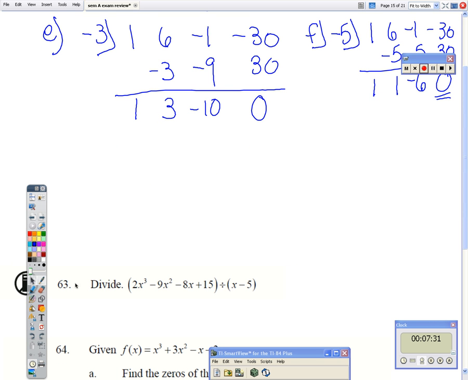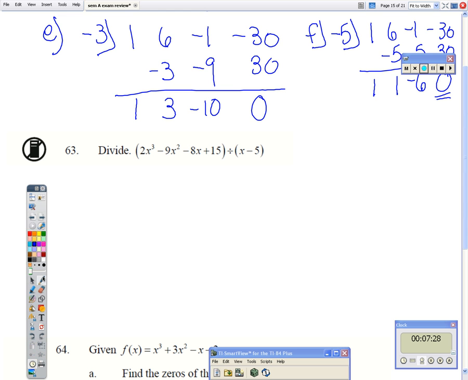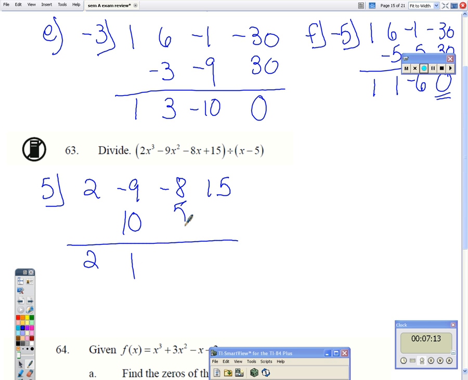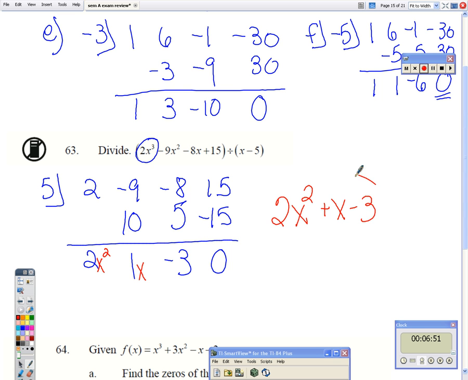Now for 63, it does not tell me which way I have to divide, so I'm going to use synthetic division. It's faster and it's non-calculator. So bring down the 2. 2 times 5 is 10, and add. Multiply and add. So my answer has to be a polynomial because we're dividing. I started with a third power, so that means this is going to be a degree less. So my final answer is 2x squared plus x minus 3.